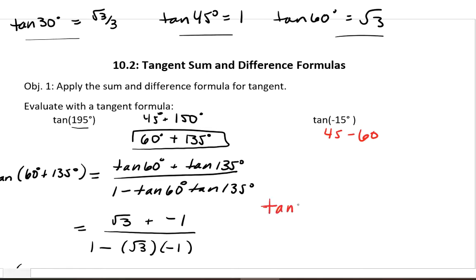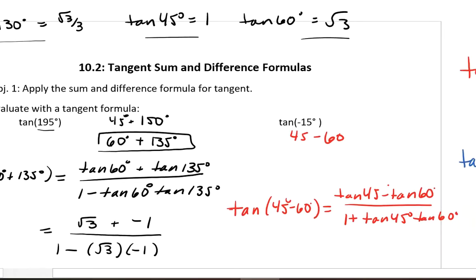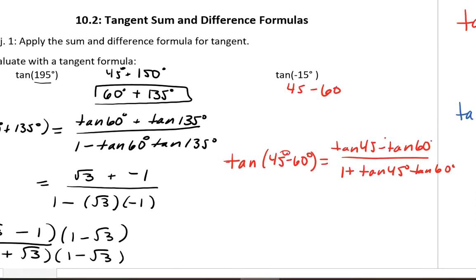So it looks really similar, but it'll have a subtraction in the numerator and an addition in the denominator. You see a lot of the same numbers happening on these because these are degree symbols. You're working with the same three numbers. So now tangent of 45 minus 60 will be 1 minus root 3 over 1 plus 1 times root 3.